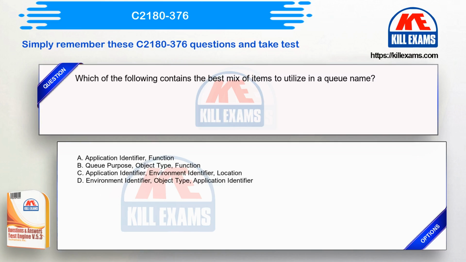Which of the following contains the best mix of items to utilize in a queue name? Option A. Application identifier, function. Option B. Queue purpose, object type, function. Option C. Application identifier, environment identifier, location. Option D. Environment identifier, object type, application identifier.